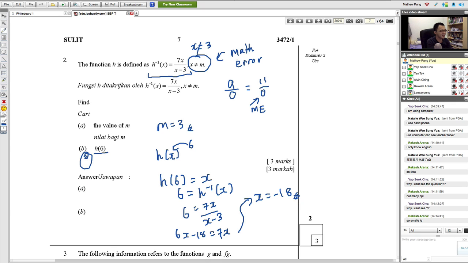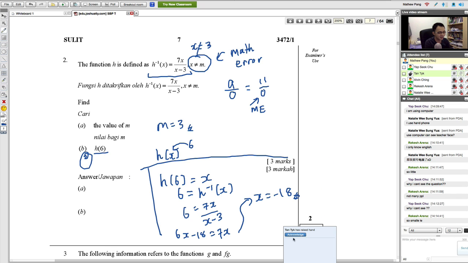Because if you find hx, it is going to waste you a lot of time. Maybe you have to do another 5 more steps to find out hx, then only you substitute 6 into it. It actually takes you a lot of time. So I hope you can understand this method. This method, if you understand, is actually quite useful. Yes, I see someone actually raised hand. Yeah, for Tan, TYK, do you have any problem you want to ask?